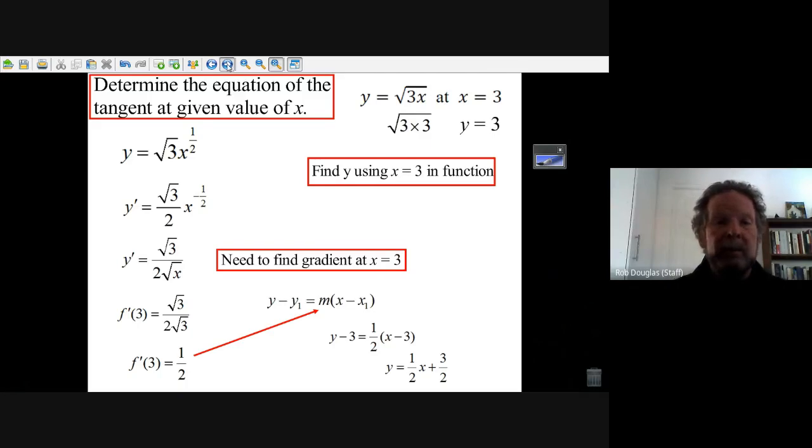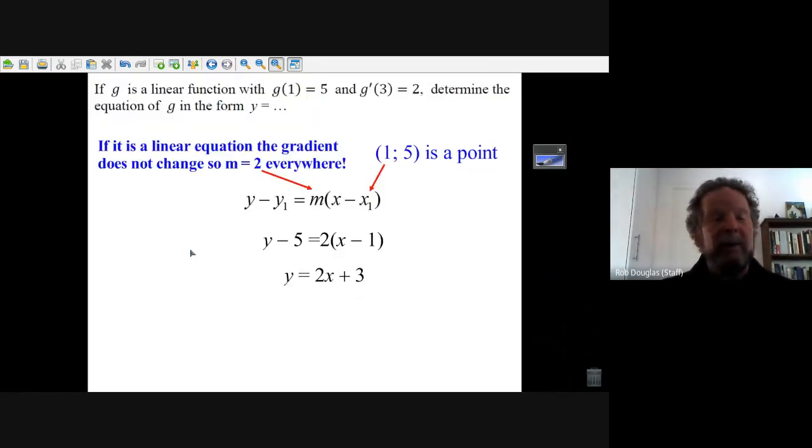Okay, now there's another question. It looked like it might fool some people, like it may be a little tricky because of the way they give the question, but it's actually only a 3-mark question, and it's pretty easy. They say that g is a linear function and that g of 1 equals 5. Well, that means when x is 1, y is 5.